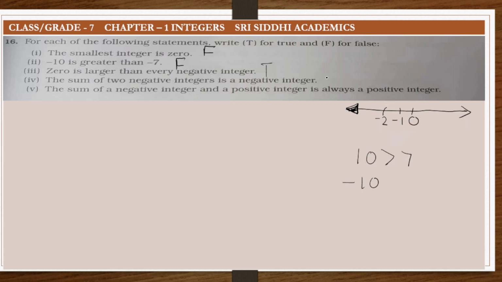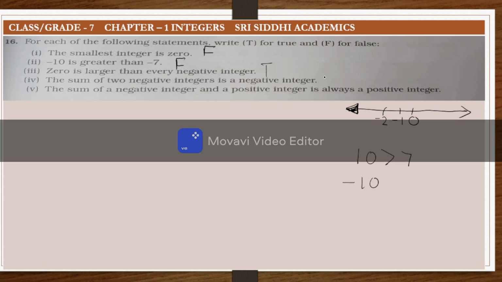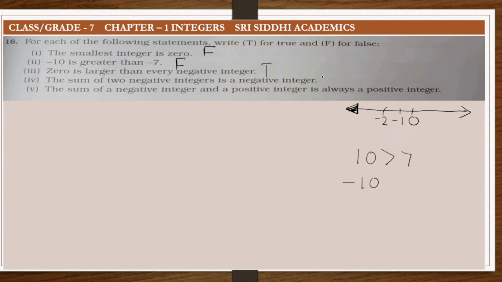The sum of two negative integers is a negative integer. That's also true. When we add like integers, then we find the sum, and the sum takes the sign of the negative integers or positive integers depending on what we are trying to add. So here also this is true.